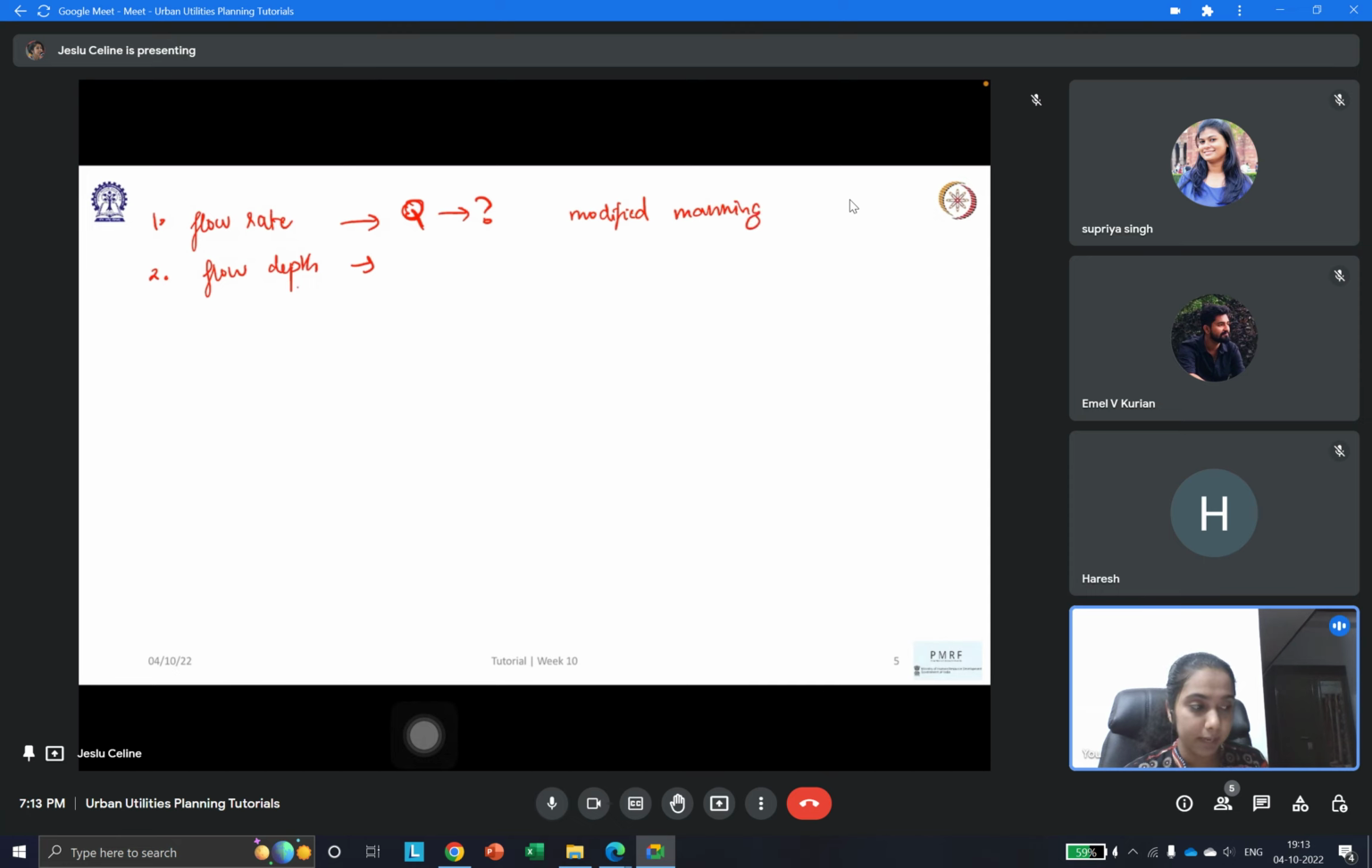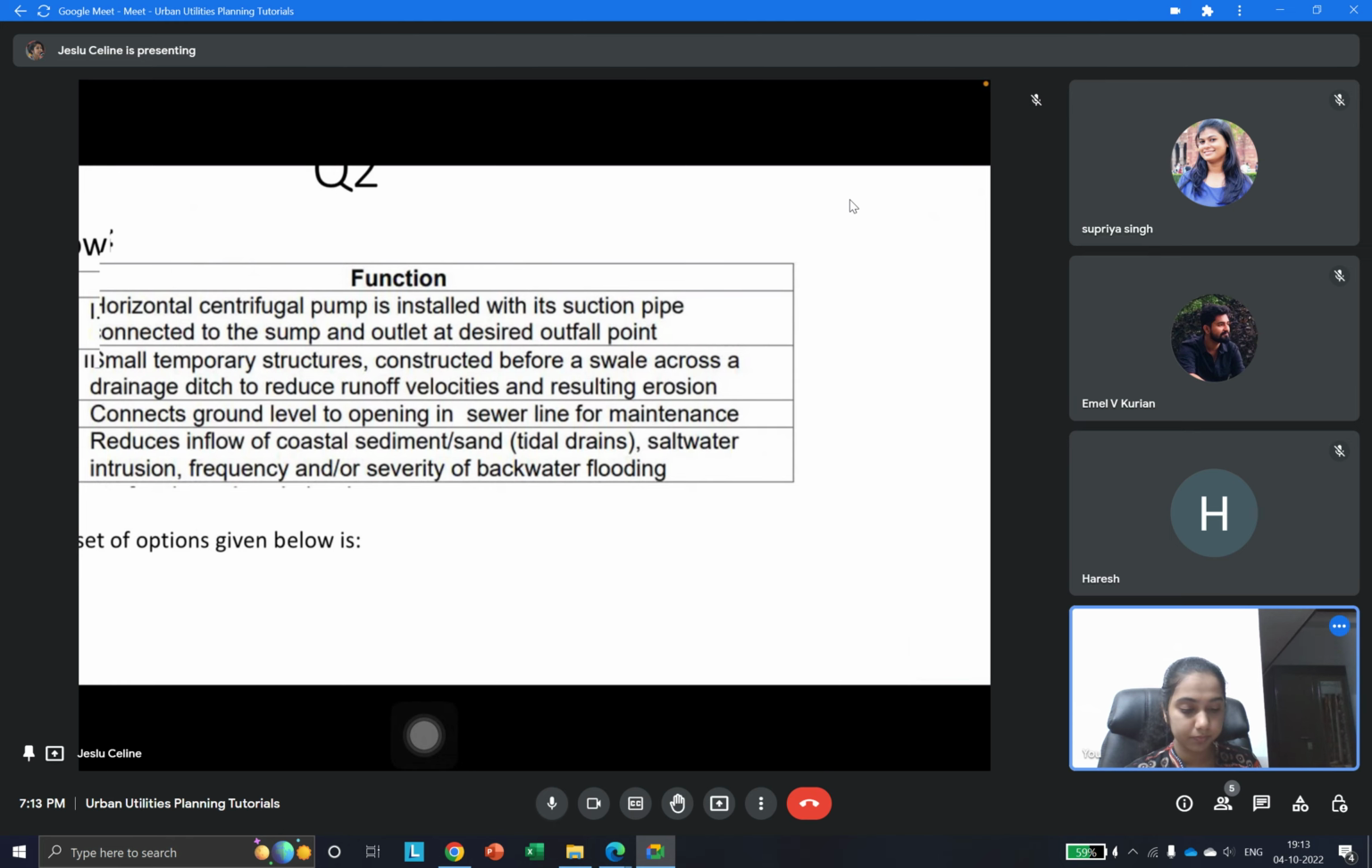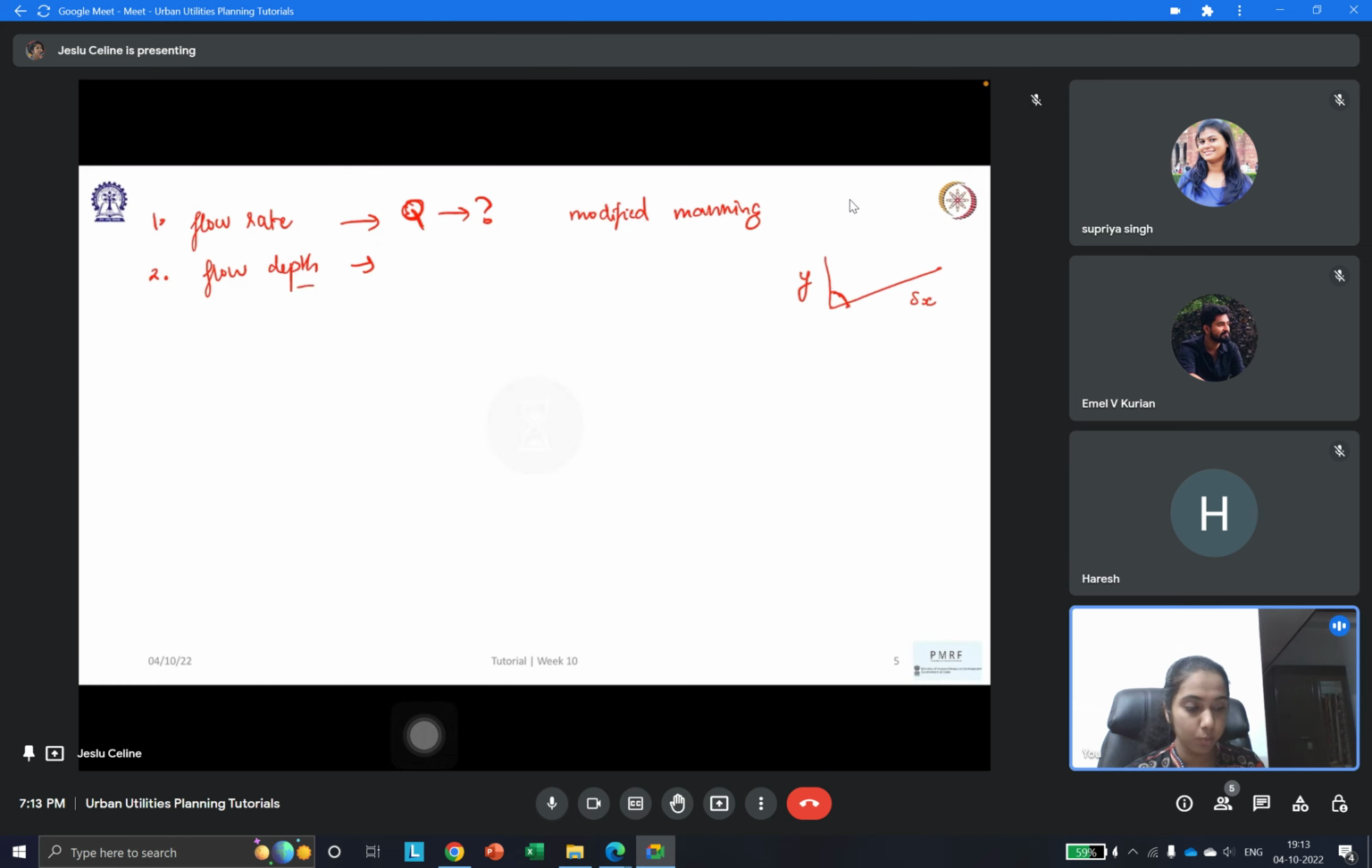And to find the flow depth, what do we do? It's a cross section. We know the slope Sx, and we are asked to find y. With the width T, which is 2 meters, we can find y from the slope equation: y is equal to T into Sx. We can write that, right? From this angle, the normal. So that is how we will be finding the flow depth.